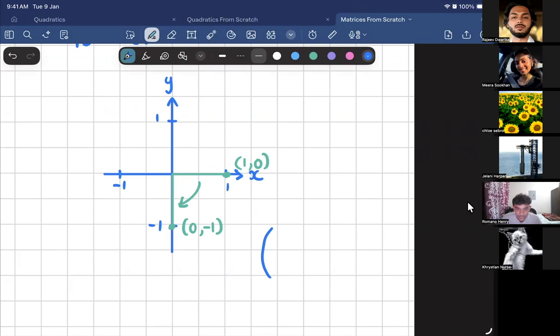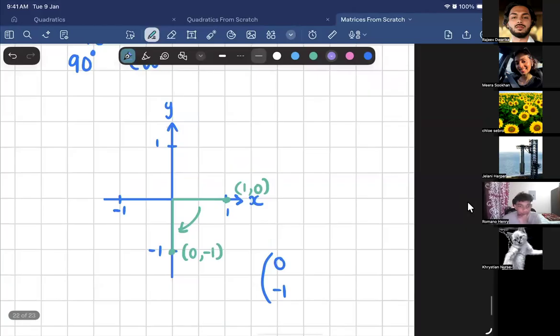You put in, okay, so in the transformation matrix, you put in the transformation that happened. So what happened to 1, 0? What happened to the 1, 0? It got transformed to what? The 0, -1. Right?